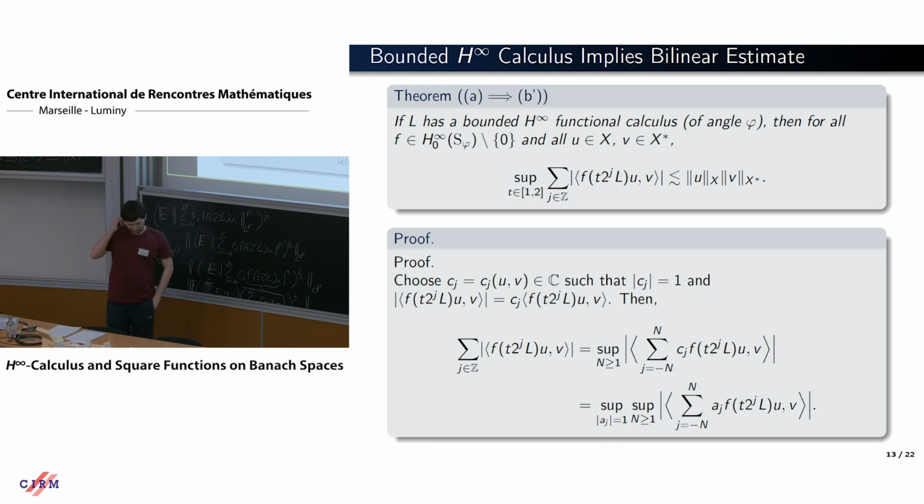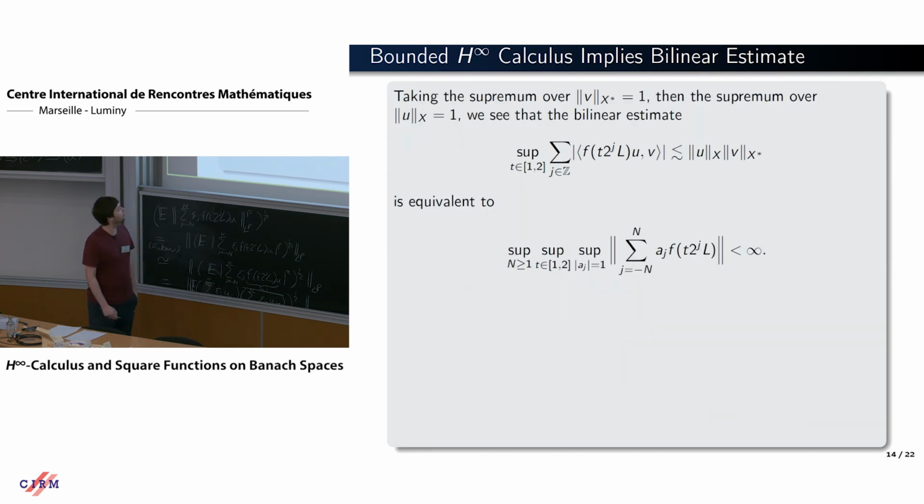Now what we end up doing is, if we take the supremum over v in the unit ball of the dual of x, this gives us a norm estimate for some element of x. If we then take the supremum over u, we get bounds on the operator norm of some operators. And so doing that, what we've actually shown is that this bilinear estimate is in fact equivalent to these operator norms all being uniformly bounded.